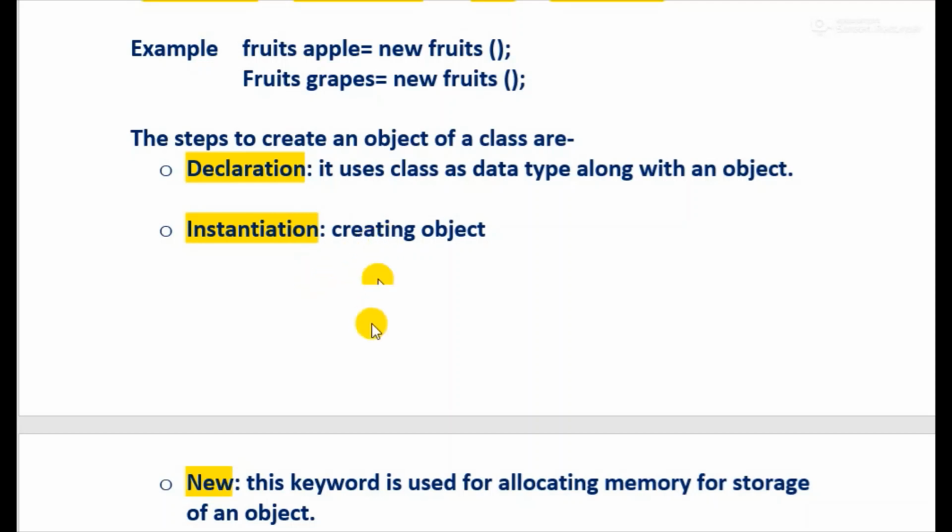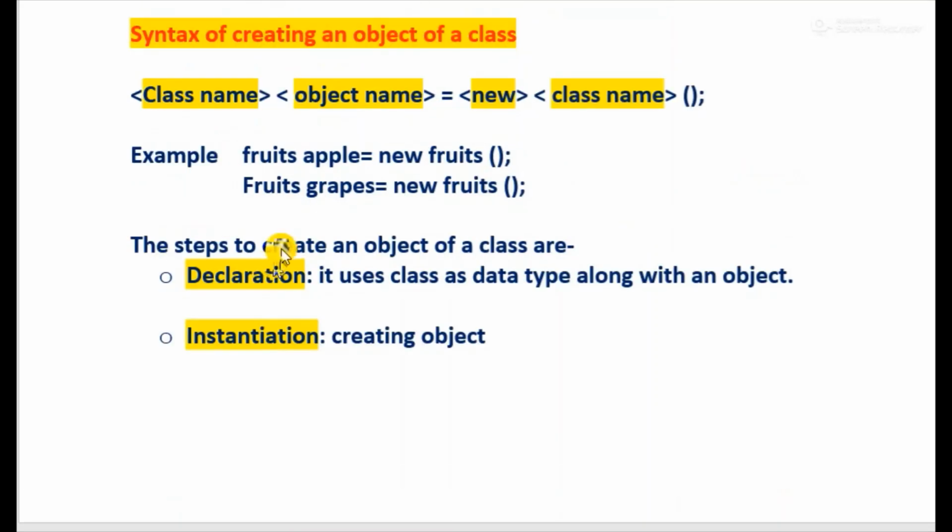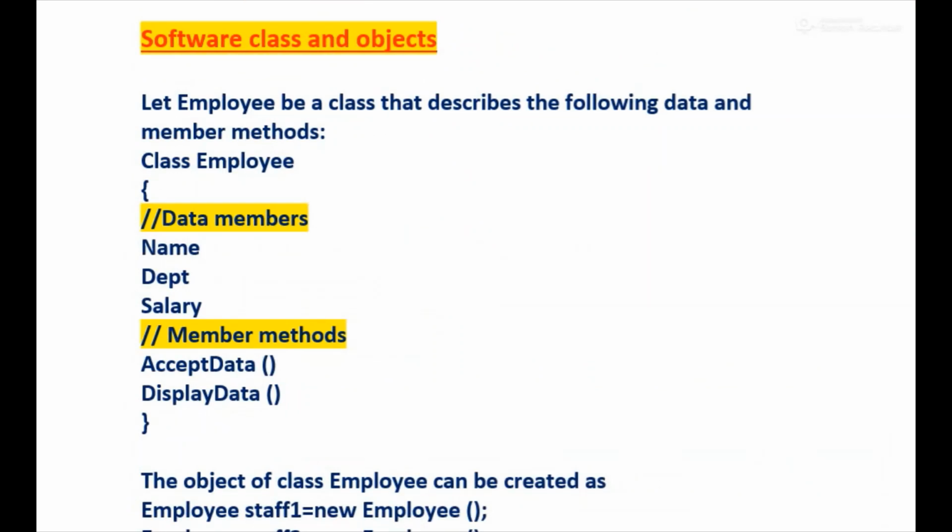The process of creating an object is called instantiation. In this example, Fruits apple is the declaration, and equal to new means the new keyword is used for allocating memory for this apple object. This is the way by which we can create any object. Understood? The next topic is software class and objects.